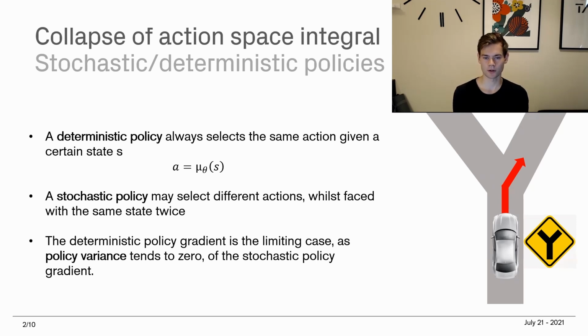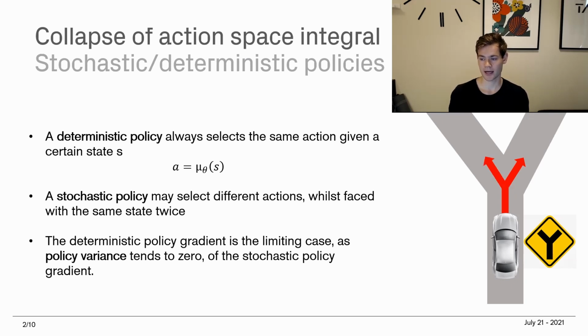A deterministic policy always selects the same action given a certain state S. So the state would be where we are, as I said. And for a deterministic policy, we would always act the same way when we're faced with that state. So in this scenario, we might, for example, turn right, as is indicated by my arrow in the figure. We would always turn right when we end up in this scenario, regardless of if we do it one time or a million times. And this is just a deterministic policy that we follow.